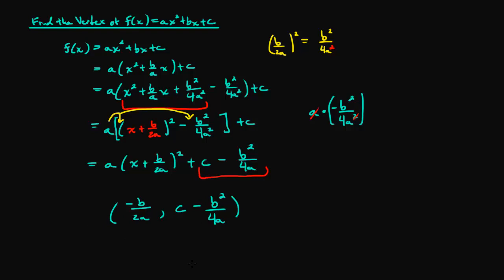So you can see that if you have a function written in standard form, if you want the x value of the vertex, you just do negative b over 2a. If you want the y value of the vertex, you can just compute c minus b squared over 4a. And that'll give you the coordinate of the vertex. So that way you don't have to go through completing the square, and you can just substitute into an expression.